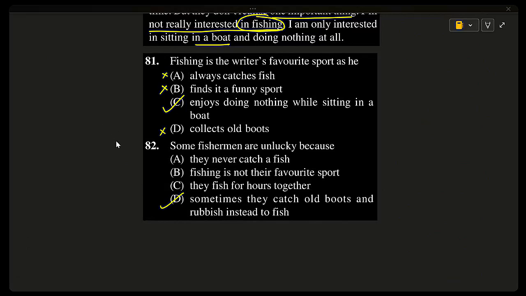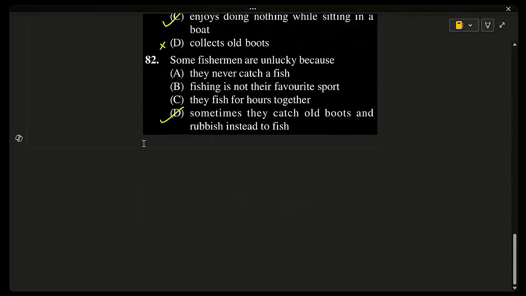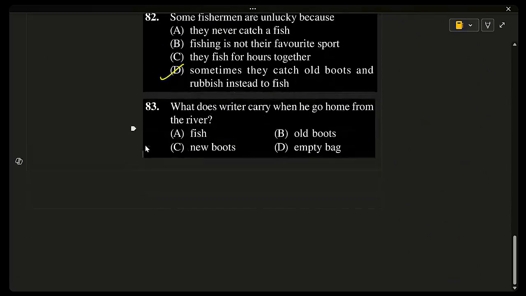And 83. What does the writer carry when he goes home from the river? So from the river, while he is going home, what is he carrying? He's carrying an empty bag because he's not catching fish. Empty bag is mentioned in the passage.